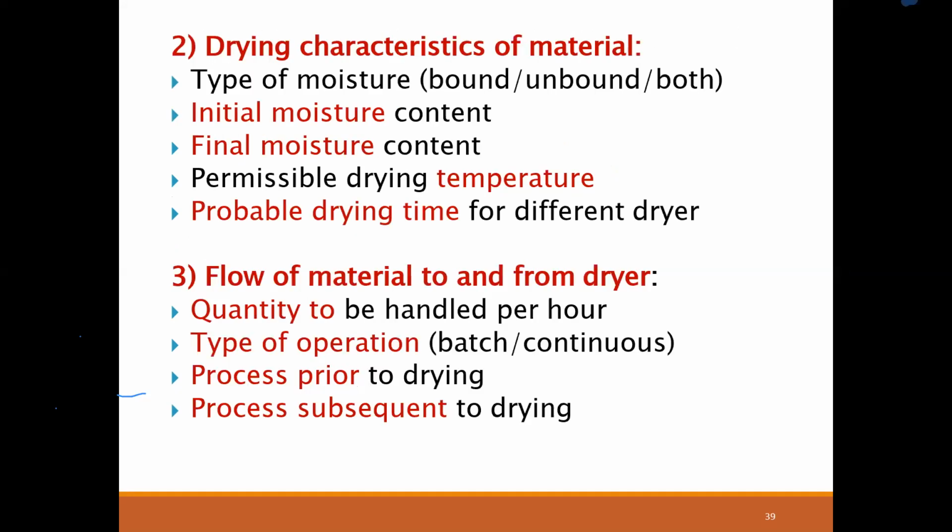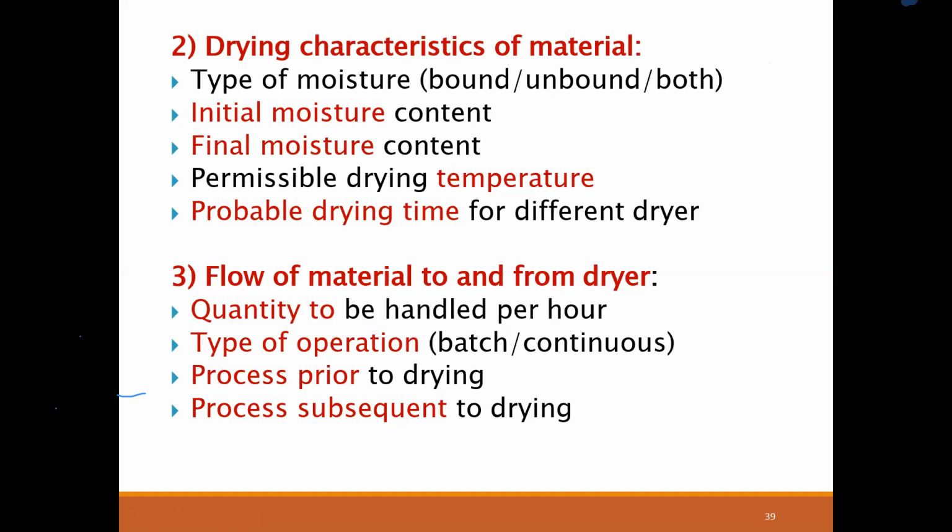Then the drying characteristics of the material. Which material it is, and the type of moisture. Which moisture is it, bound water or unbound water, or both? Bound water cannot be removed very easily, as we have seen, right? But unbound water we can freely remove from the wet substance and dry the material. So we have to consider which water it contains.